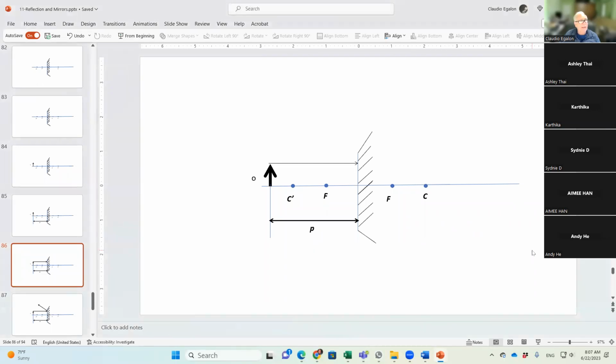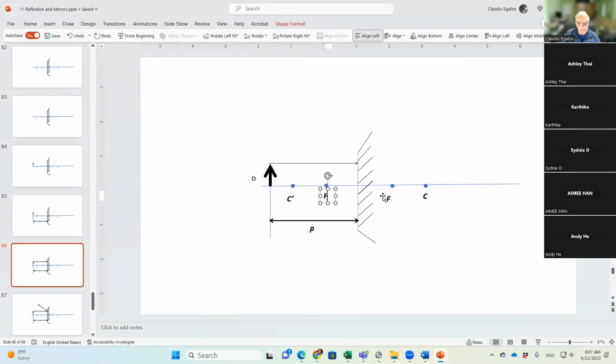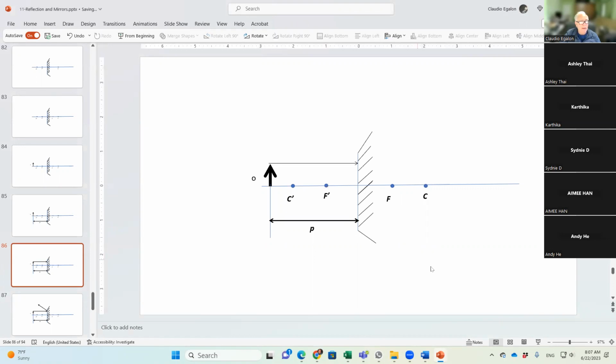Okay, so we are doing convex mirrors. You mark the centers of curvature, one in front, the other in the back. That's the actual center of curvature. Then we mark the focal points as well. That should be the F prime, better label it F prime. And we put an object at distance P from the mirror.